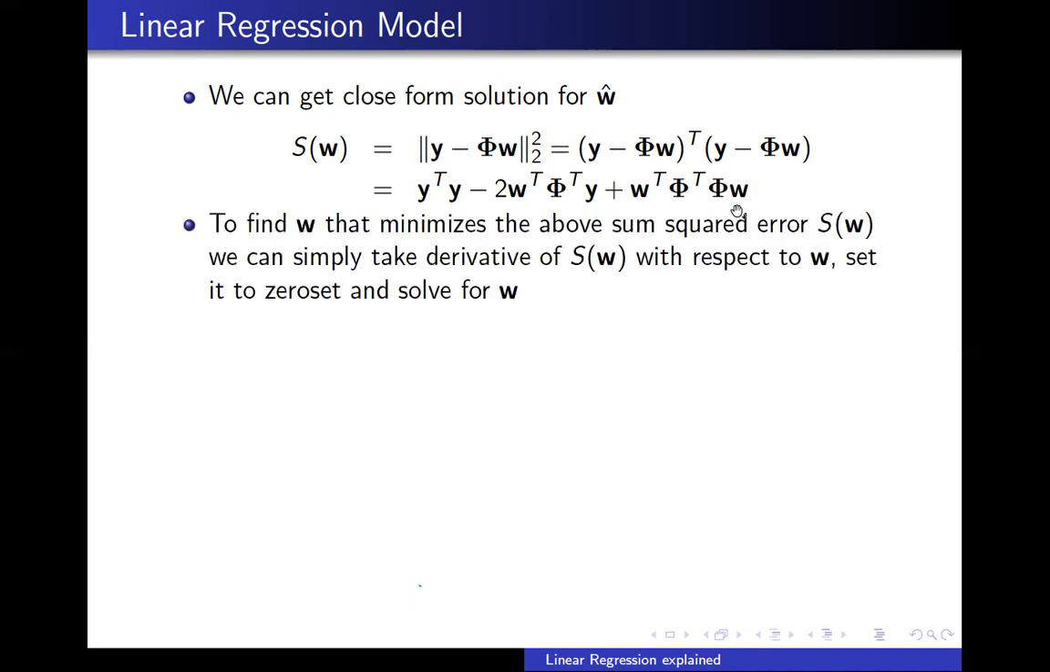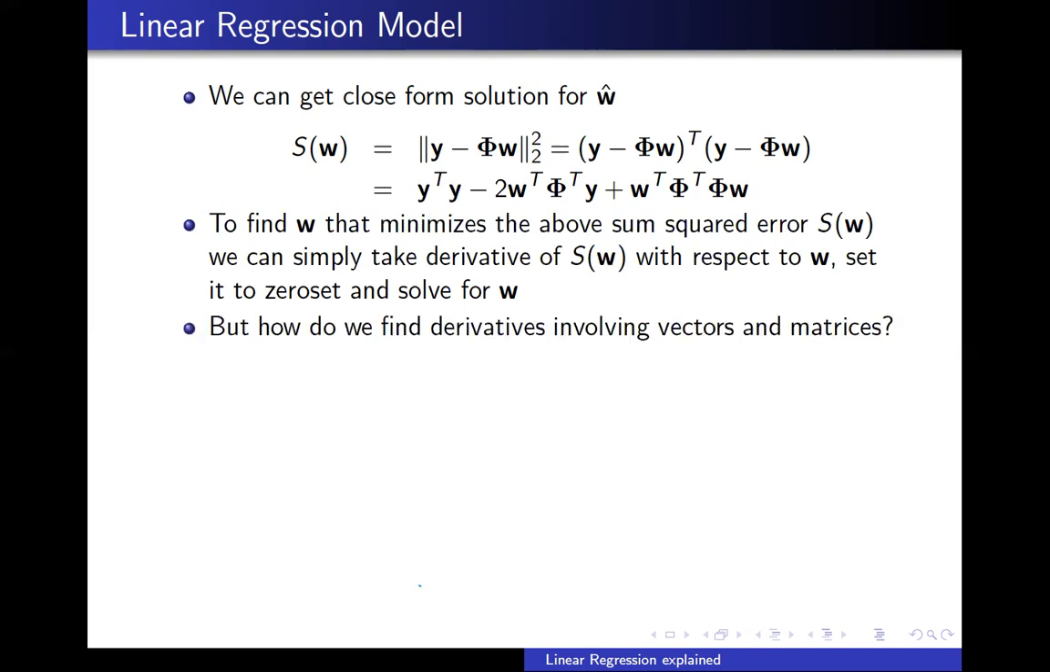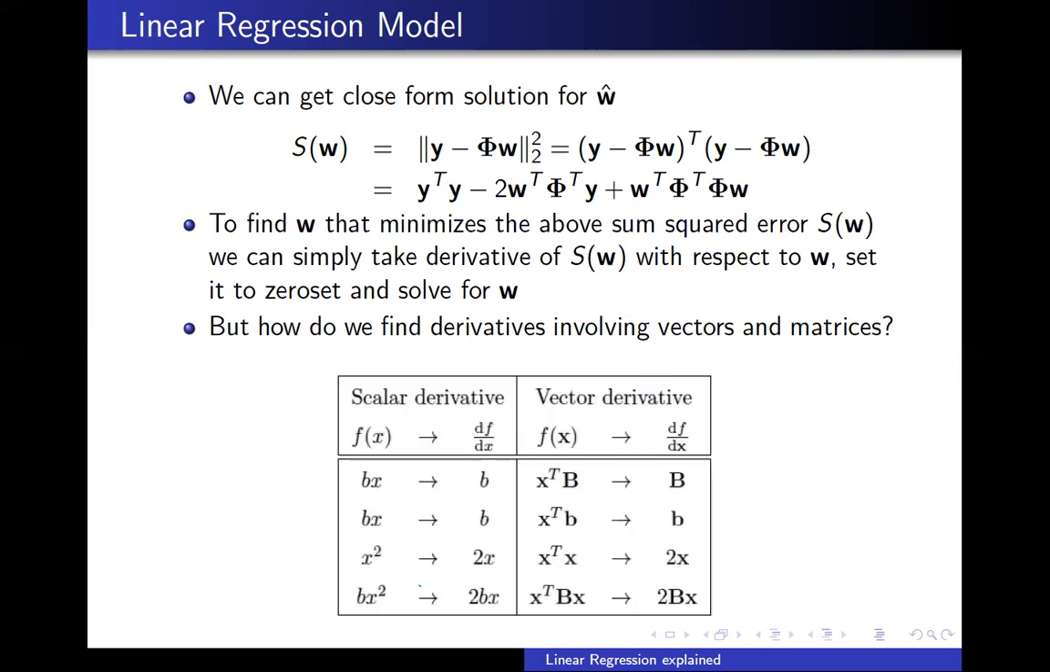Now, to find the W that minimizes this sum of squared errors as a function of W, we can simply take the derivative of S of W with respect to W, set it to 0, and solve for W. The first question is, it involves derivatives. How do you find derivatives that involve vectors and matrices? It turns out that it's very, very similar to how you deal with scalar values.